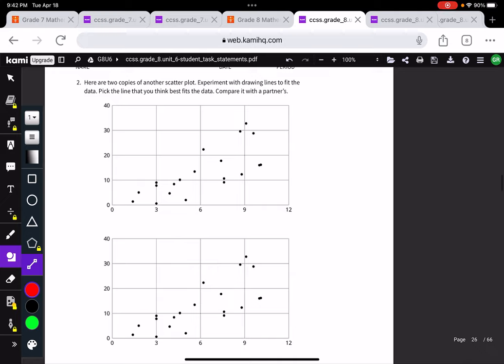Number 2 says, here are 2 copies of another scatter plot. Experiment with drawing lines to fit this data.